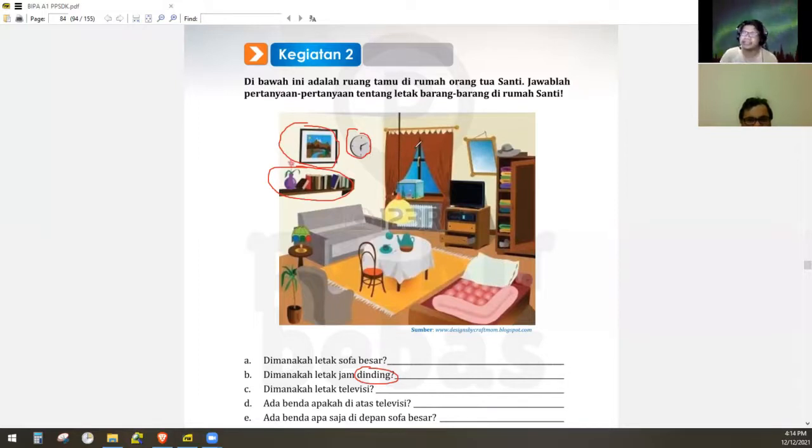You can also say samping. Di samping kiri lukisan atau di samping kanan jendela. Yes, di samping jendela. So jam dinding is clock, right? We don't say wall clock, because the clock is on the wall, that's already obvious. Jam also means time. Dua jam, 2 hours, a unit of time. That's in Bahasa.